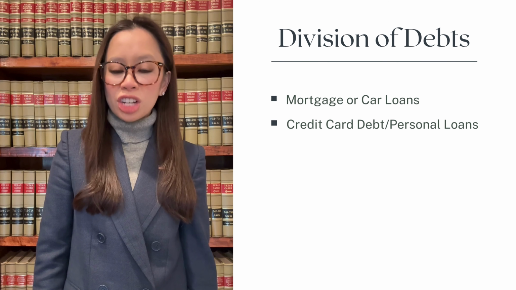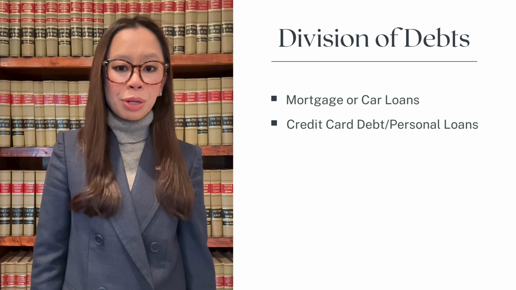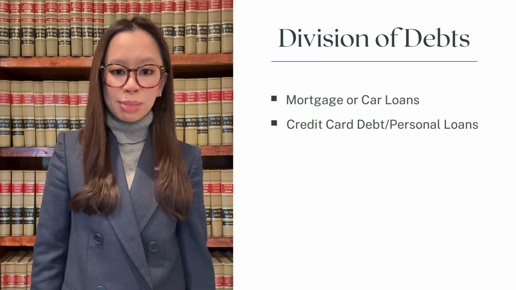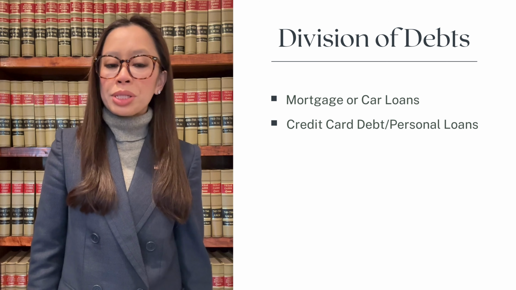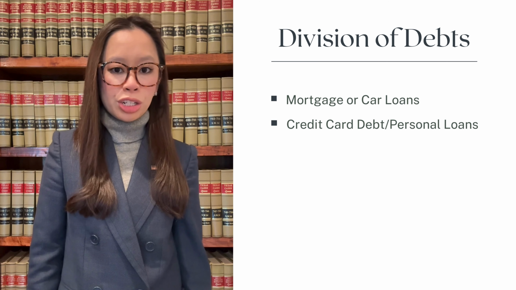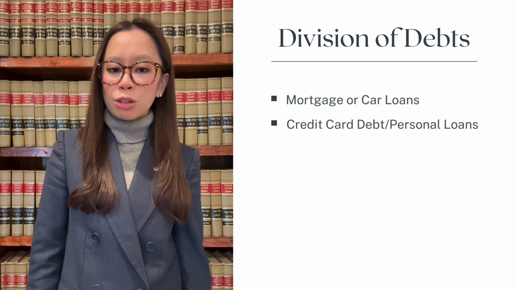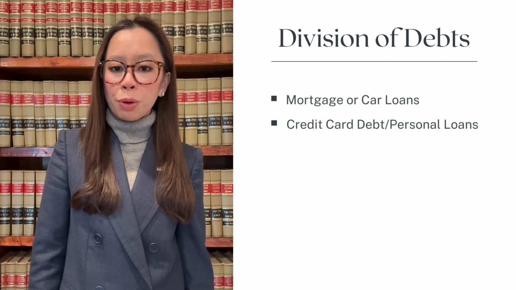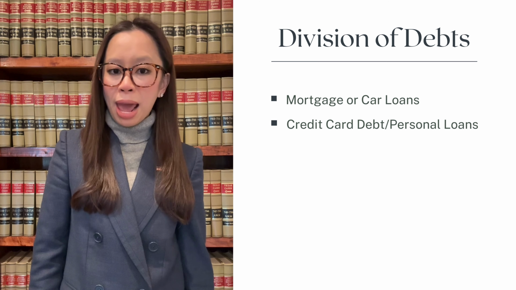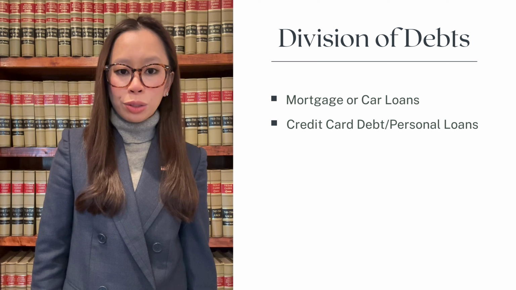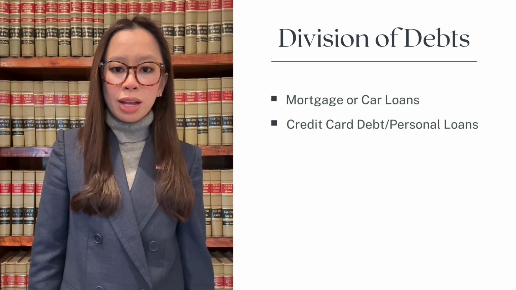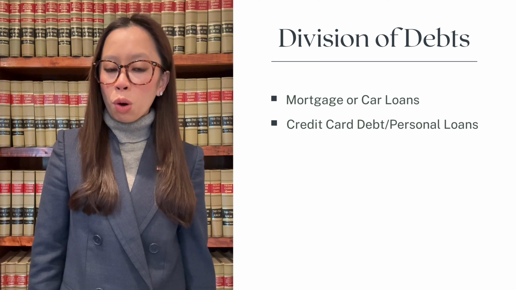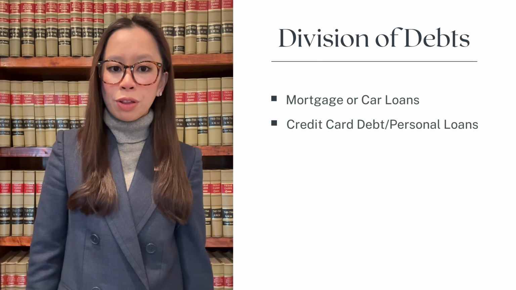Division of debts. Just like assets, debts are considered community property and will be divided between the spouses. Community debt includes things like credit card balances, mortgages, car loans, and other loans taken out during the marriage. The goal is to allocate the debts in a way that is fair to both spouses based on their ability to pay. Common types of debts include mortgages and car loans. These are often community debts, so the court will decide who should take responsibility for them.